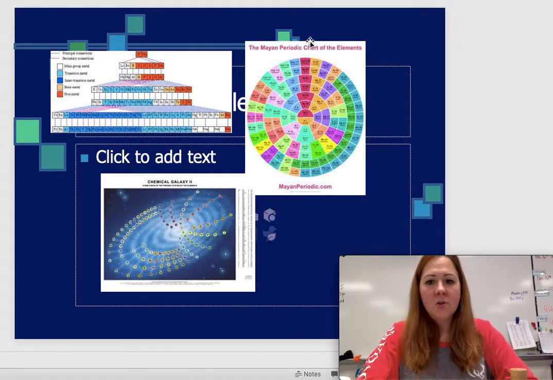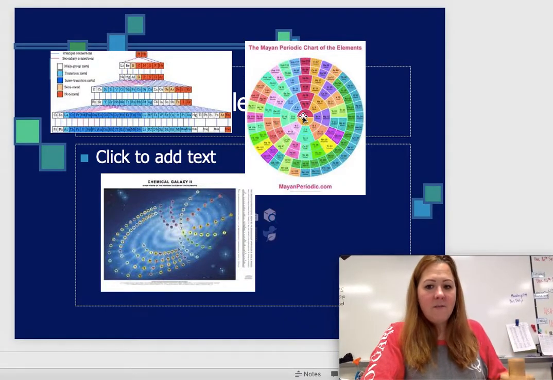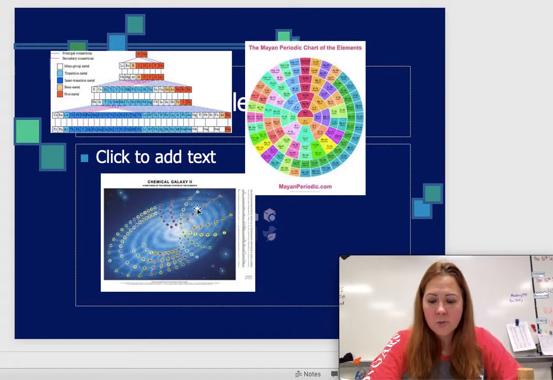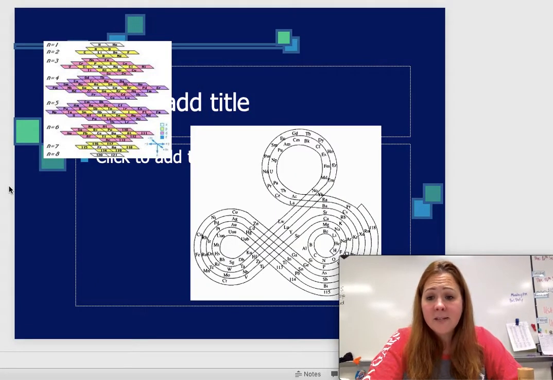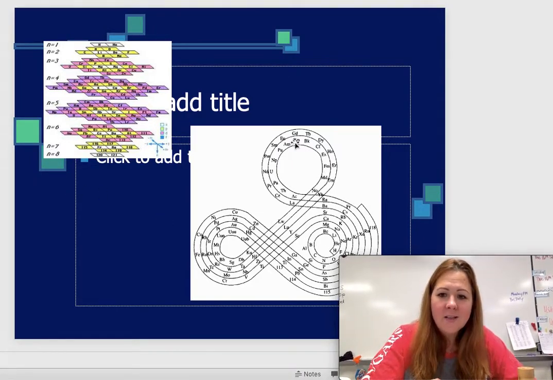When all the elements are arranged, they all have similar characteristics when they're in a line like this, even though it's 3D. You've got the galaxy periodic table here, where all the elements in all these different arms have similar characteristics as well. So the periodic table itself doesn't have to be arranged in boxes and squares and nice and neat and pretty. This one I really like.